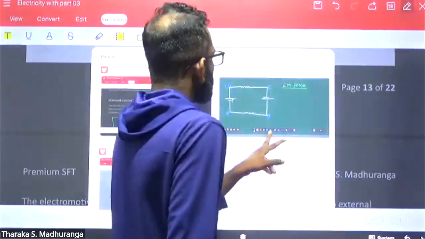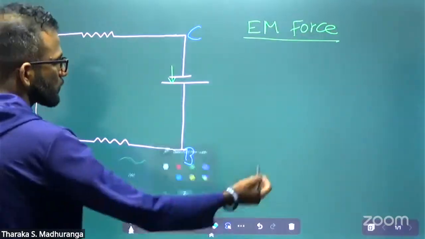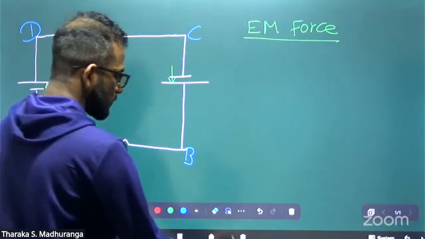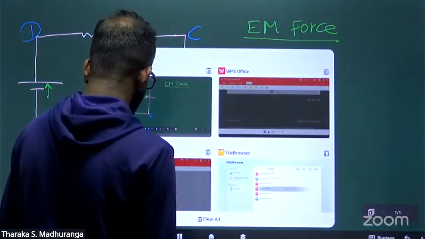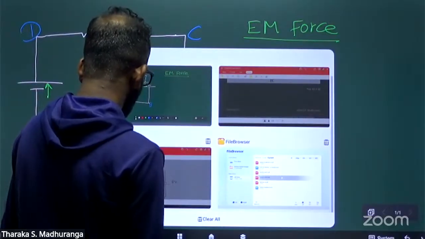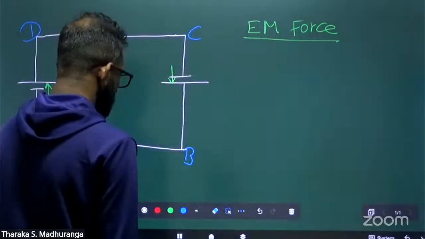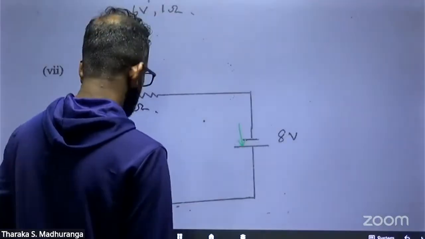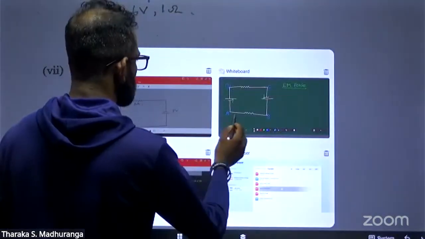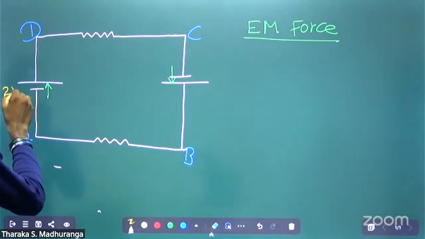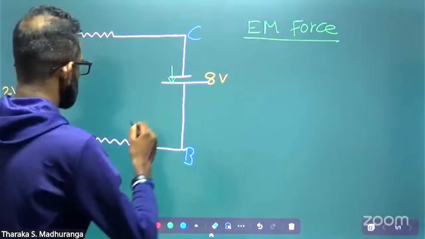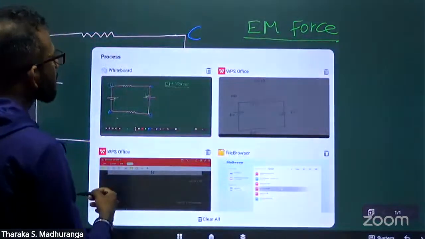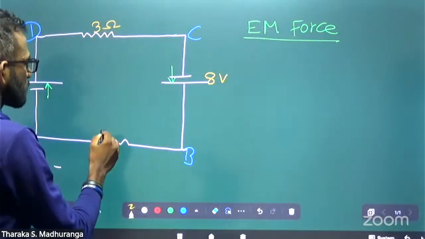Okay, what is your next step on this? Mark the current direction. Before that I need to mark these values: 2 volt, 8 volt, 2 volt, 8 volts, 2 ohm, 3 ohm, 2 ohm.